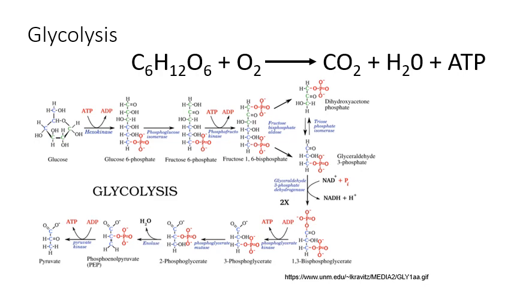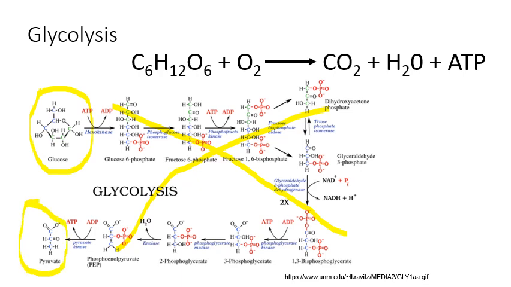Okay, here is what glycolysis looks like. Just ignore the details. Focus on what goes in, which is a glucose molecule, and then what comes out, which is a pyruvate molecule. So one 6-carbon molecule goes in, two 3-carbon molecules come out, and that's basically it.